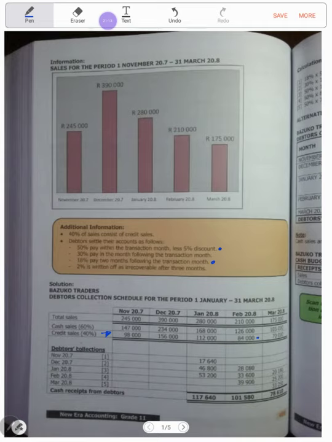From this point, you are now complete with your debtors collection schedule, grade 11s, and you have to work out what is the cash receipts from your debtors that you will be receiving in the month of January. We're adding all our figures up in order to get a total amount. This is the total amount for Feb, total amount for March, 78,610. All right. So that is how you will complete a debtors collection schedule.